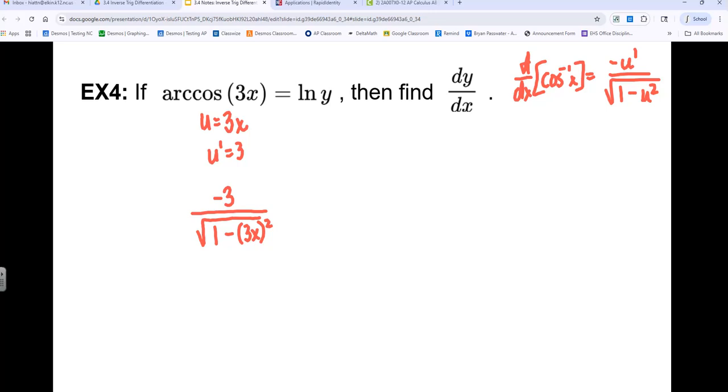I think I will on the next step. And if you want to go ahead and do it on that step, it's fine. I just don't want to lose anybody on what I'm doing there. What's the derivative of natural log of y? 1 over y times dy dx.